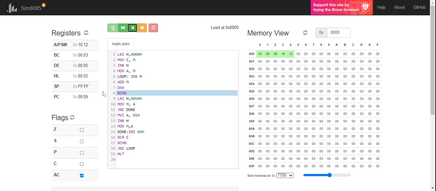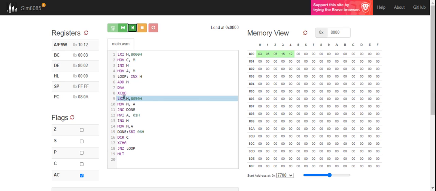Now I will be exchanging the values of 8002 with DE. So 8002 I'll be putting into this particular register over here, D, and 0000 will be coming over here. So XCHG, DE and HL, both of these are interchanged. Now this is for my output. Where am I storing my output? In 8050. So 8050 is this particular location.